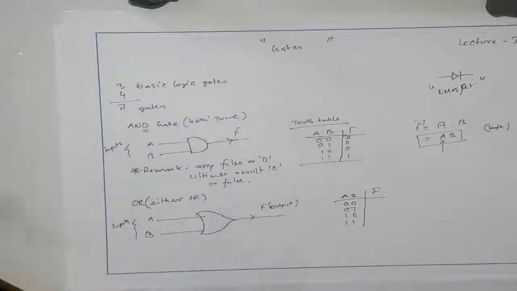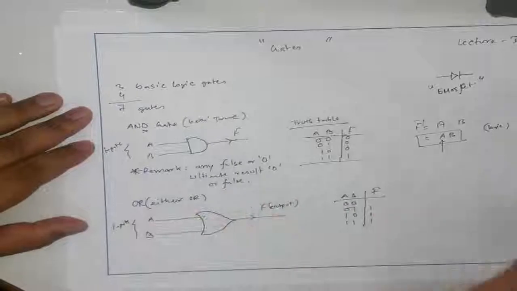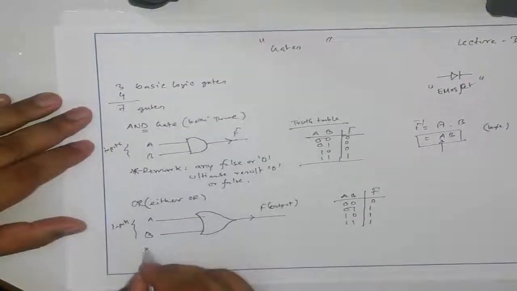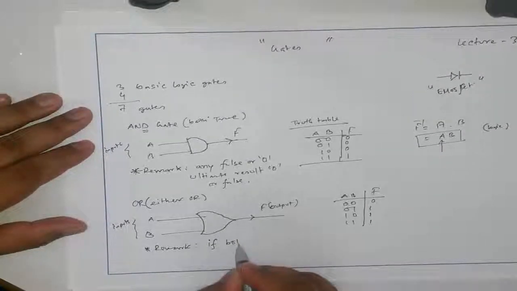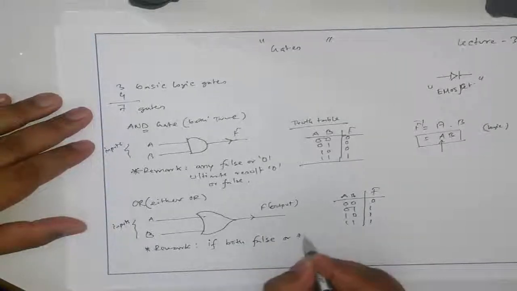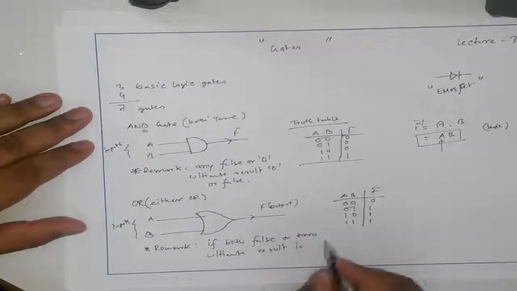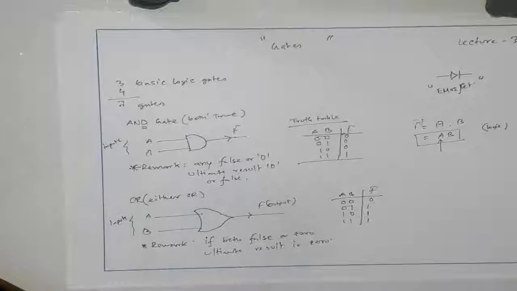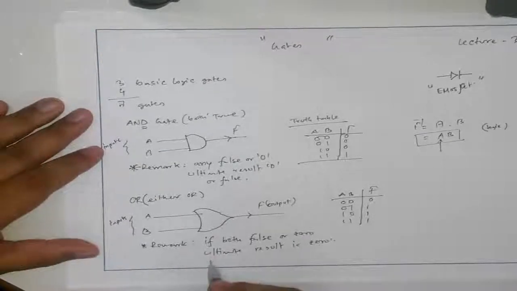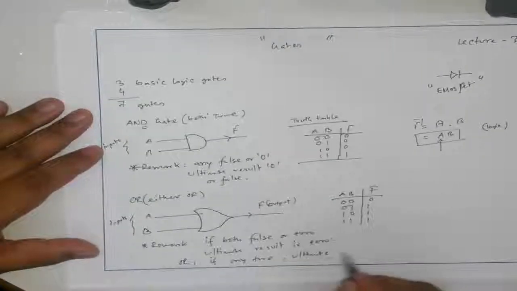If either one of those is true, the ultimate result is true. Either one is true, either one is true, either one is true. Here, both of them are false, so the ultimate result is false. So we could write a remark there: if both false, or zero, the ultimate result is zero. Or you could write that if any one of those is true, the ultimate is true.